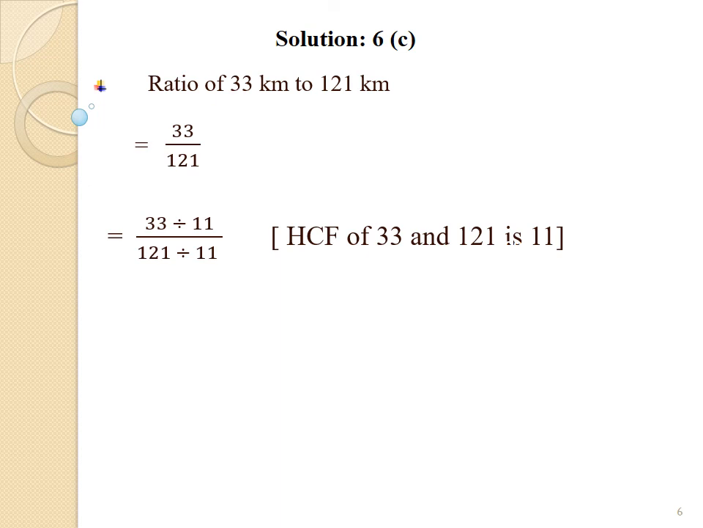Now dividing 33 by 11 and 121 by 11, we get 3 upon 11, which equals 3:11. Thus, the required ratio is 3:11. Students, note that 3:11 is not the same as 11:3. Students, solve sums B and D by yourself.